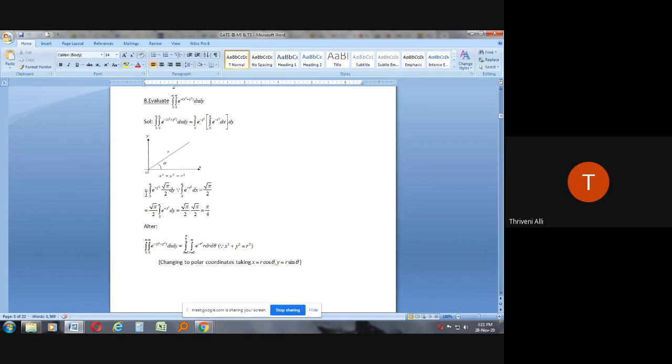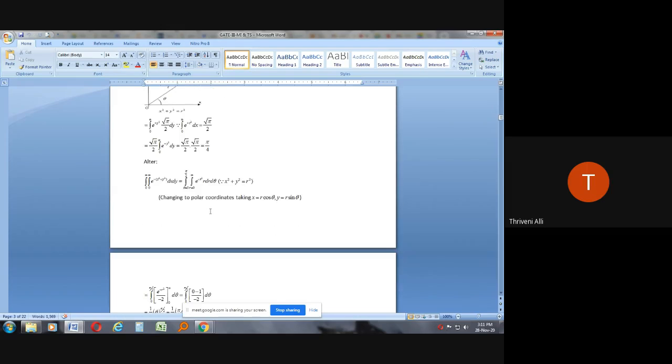So integral 0 to infinity e power minus y square. So here we have the direct formula, integral 0 to infinity e power minus x square dx is root pi by 2. Like that, integral 0 to infinity e power minus y square dy is also root pi by 2. So by multiplying these two, we get pi by 4.